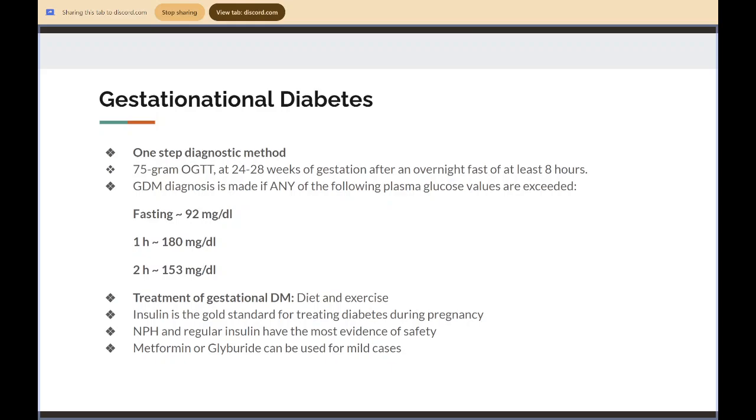NPH and regular insulin have the most evidence of safety. Metformin or glyburide can be used for mild cases. Now, some of you may have read we avoid metformin in pregnancy. We try our best to. Can anyone tell me why? In the chat, please type what effects metformin can have on the fetus. If you don't know, that is okay.